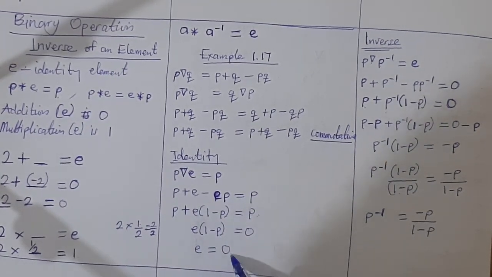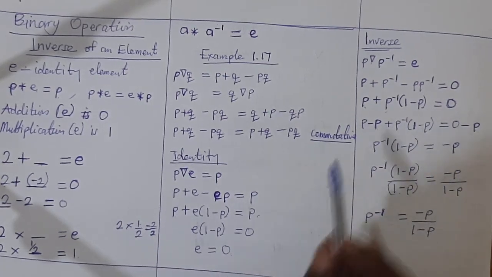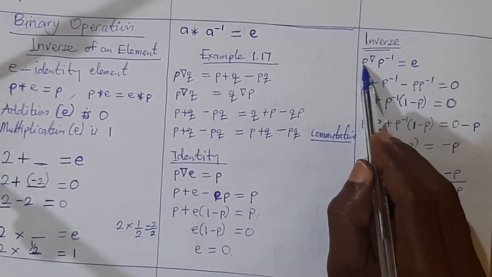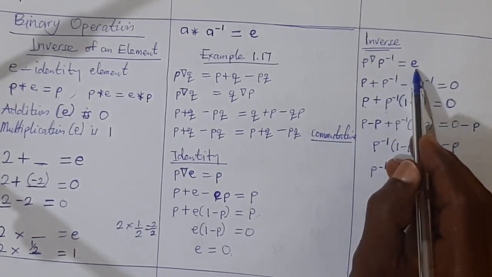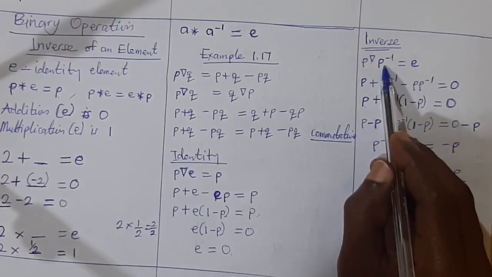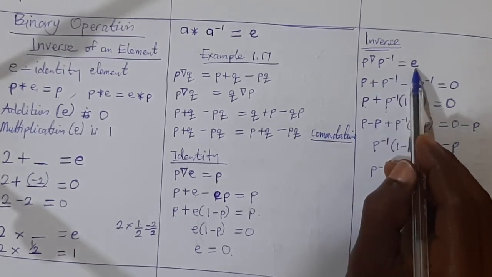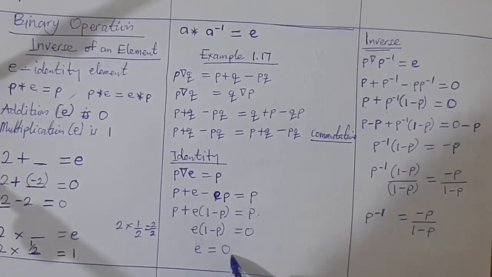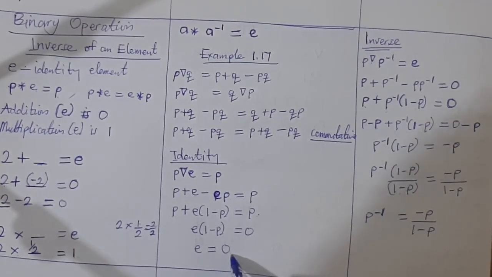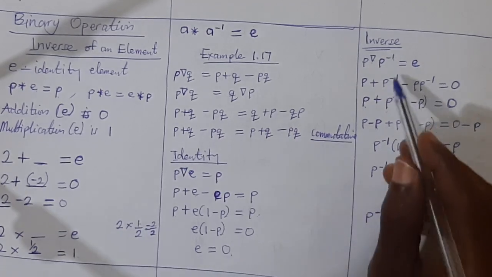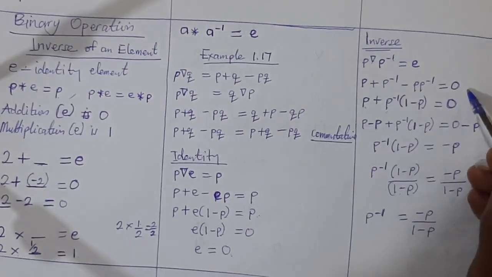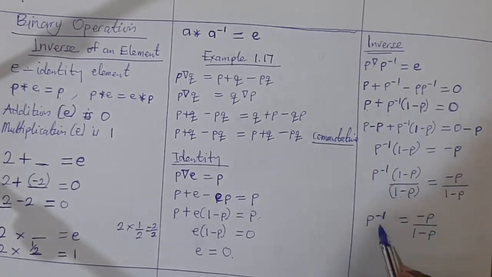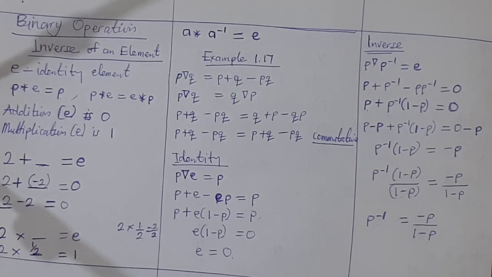Now we did for the identity element, we got 0. Good. Then we stated that any element operating on its inverse gives you the identity element. Since we've already found the identity element to be 0, we will equate the operation to 0. So here we expand and equate to 0. Then we solve for P inverse.